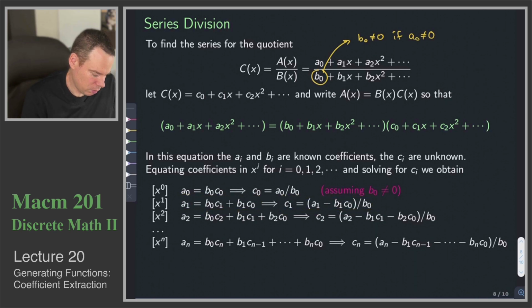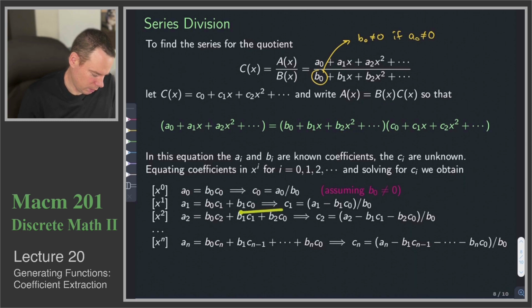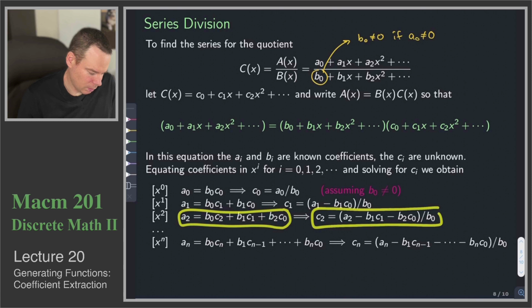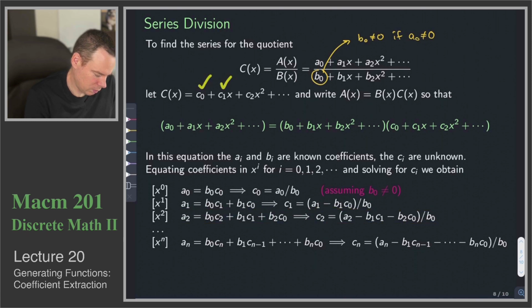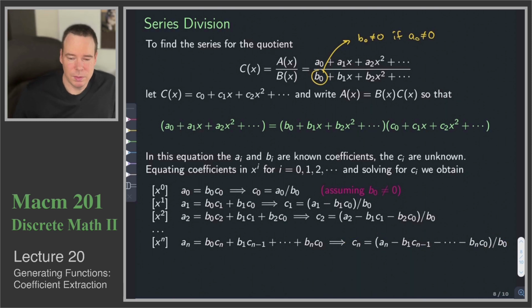What's the square term? Well, on the right-hand side, it's B naught times C2, B1 times C1, B2 times C naught. Those added together have to equal A2. So that gives us this equation. We know everything in it except for C2, so we solve for C2. And then we can get the next one. We've solved for C naught, C1, and now C2, and then we can keep going. This shows in general that we can solve for the nth coefficient in terms of the previous coefficients, Cn minus 1 all the way down to C naught, which we've already solved for, and also in terms of the A's and the B's.